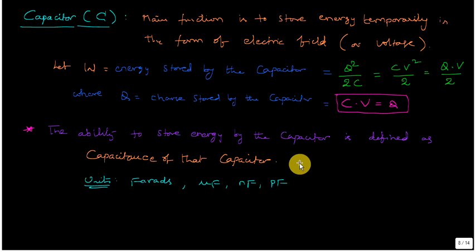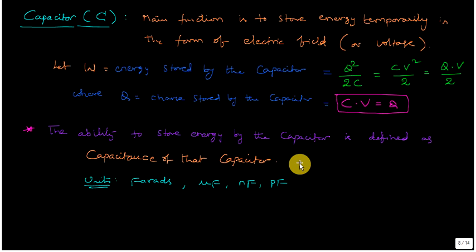First, the main function of a capacitor is to store energy temporarily in the form of electric field or voltage, because electric field and voltage are proportional to each other. Remember, we are saying it temporarily. Generally we say the main function is to store energy in the form of electric field or voltage, but it has to be temporary. Even if the capacitor is fully charged, after some time it gets discharged. That's why we say temporarily.